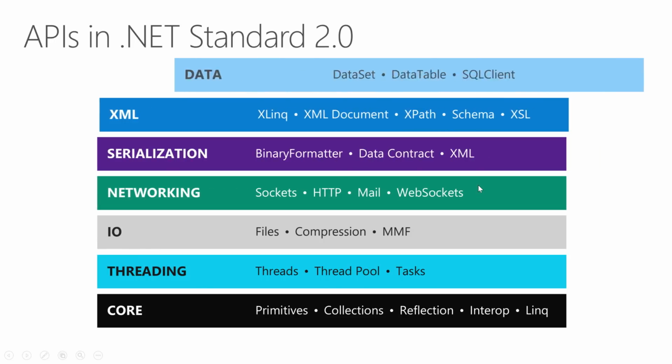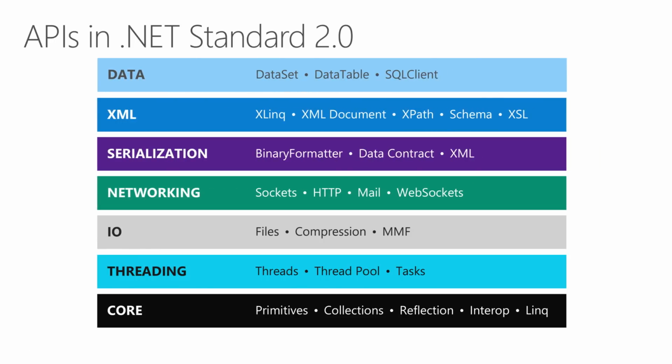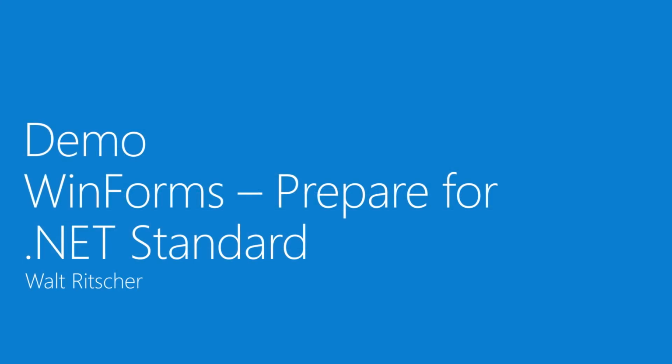Here are some examples. I won't read this slide to you. The one that's important from my demonstration is the top box, the data box, because I'm going to take a Windows Form application, and that currently uses a data set and a data table and SQL client, and I'm going to convert those libraries into a .NET Standard library. And that's what we'll do now.